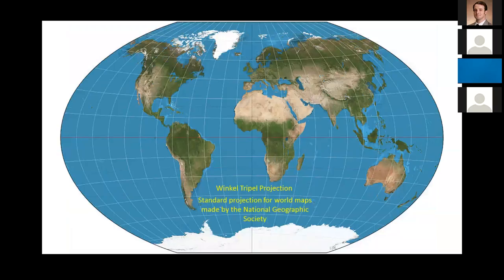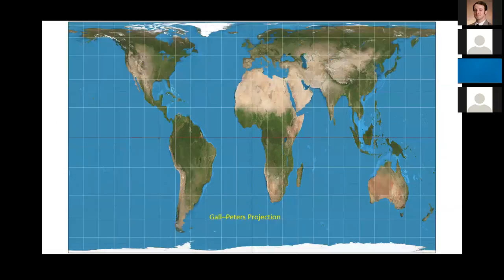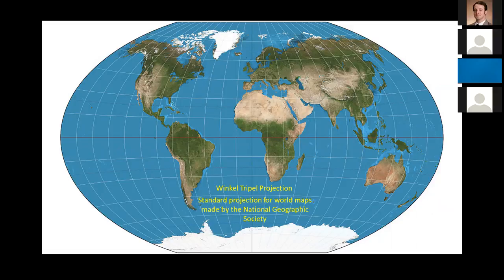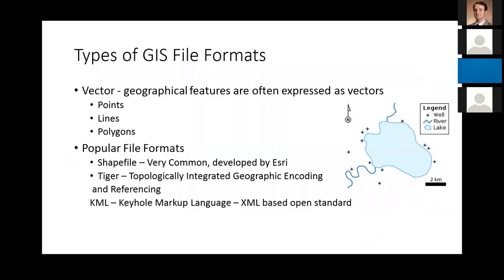And then just one more map projection. So this is the current standard that's used by National Geographic Society. So if any of you have young kids, this might be the map that is shown in their elementary schools. This is supposed to kind of most easily represent things without the same degree of distortion that you even see with something like this. So these are just a sample of different map projections.